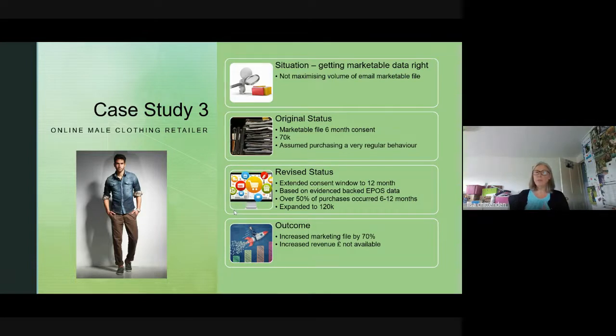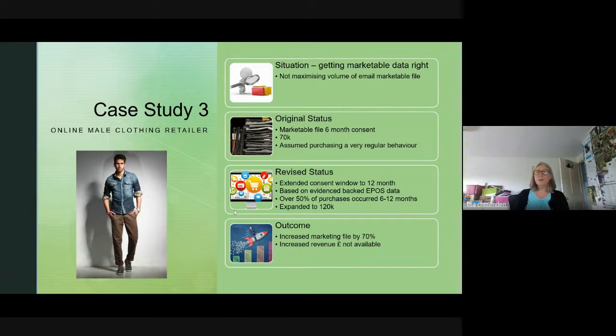So we looked at their EPOS data to understand the real behavior of their customers, and found out that over 50% of purchases occurred within a 6 to 12 month period. So just by extending their marketable file by 6 months to a 12 month window, anybody within that window was considered a customer, and therefore they could apply the soft opt-in to increase their marketing file by 70%. Again, we don't know the revenue outcome, but it clearly would have been beneficial to them.